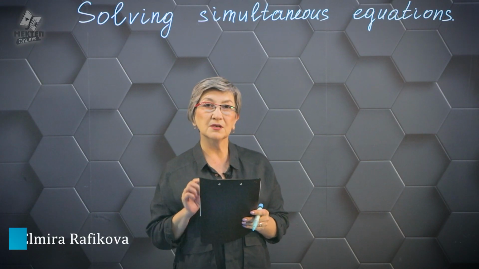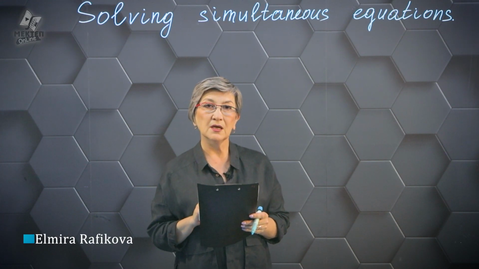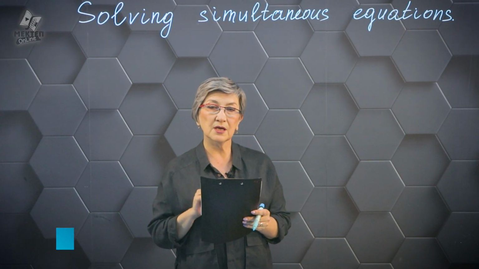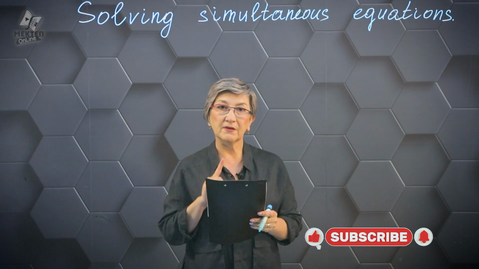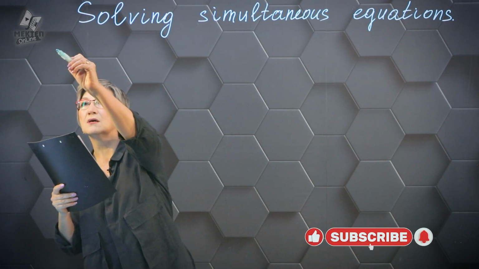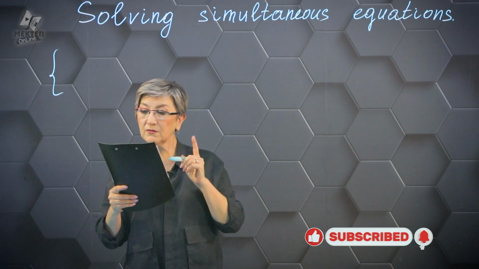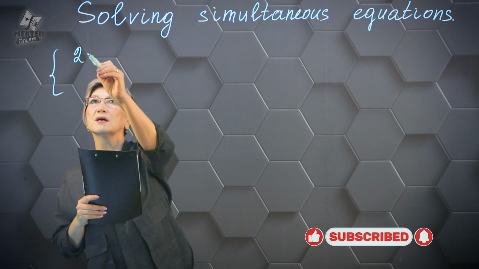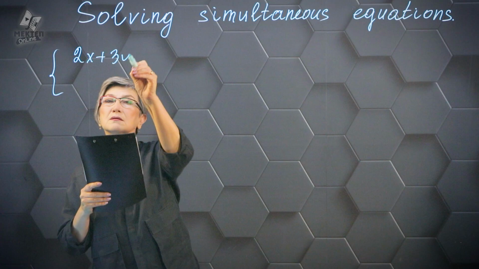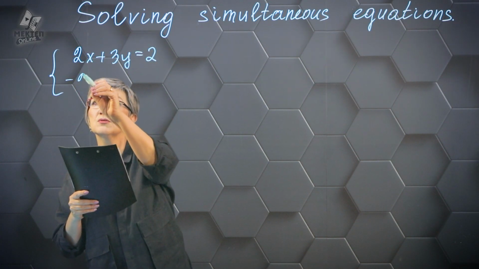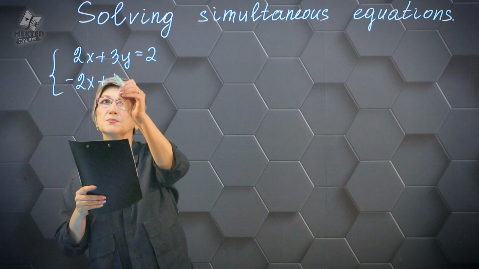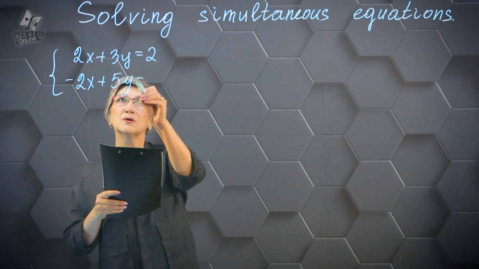Today in class we will solve a system of equations. I will show you how to solve this system using the addition method. Let's solve this system. There are two equations in the system. The first equation: 2x plus 3y equals 2. And the second equation: minus 2x plus 5y equals minus 18.